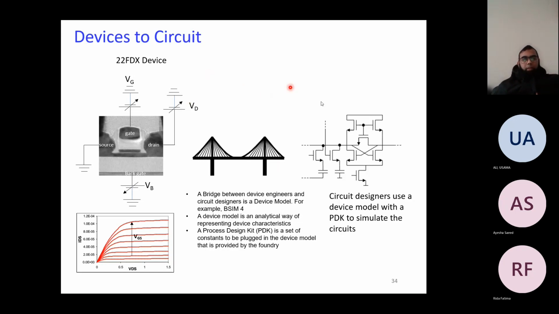So that's how we go from device to circuit. That's what I'm doing. I'm working on this 22 FDSOI device, with a 22 nanometer channel length, and it's an FDSOI device.